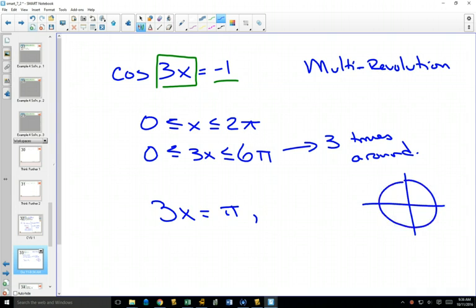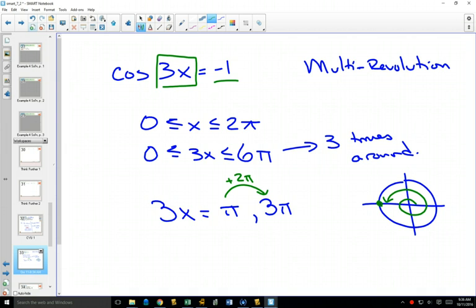Here's our unit circle. We're saying that our answer is right here at pi. That would be once around the circle. The second time around the circle, what angle would that be? 3 pi. And notice all you have to do to figure that out is figure out a coterminal angle with pi, so you would add 2 pi.